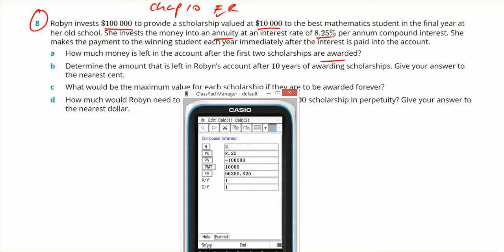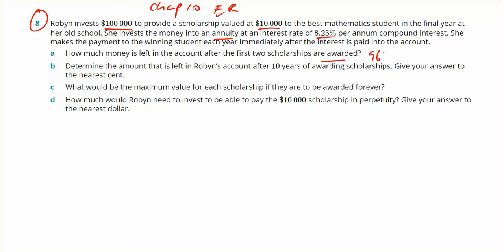So how much is left in the account after the first two scholarships are awarded? It's $96,355.63. Okay, so it's like calculating the value of an annuity basically.